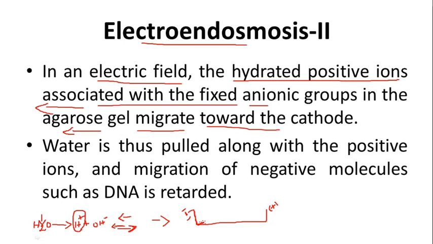This opposite migration of hydrated positive ions gives some resistance to the migration of our sample molecules, because sample molecules migrate from cathode to anode while these hydrated positive ions migrate to the cathode. Both migrations are oppositely oriented, so this causes some retardation. This is called the electroendosmosis 2 phenomenon.